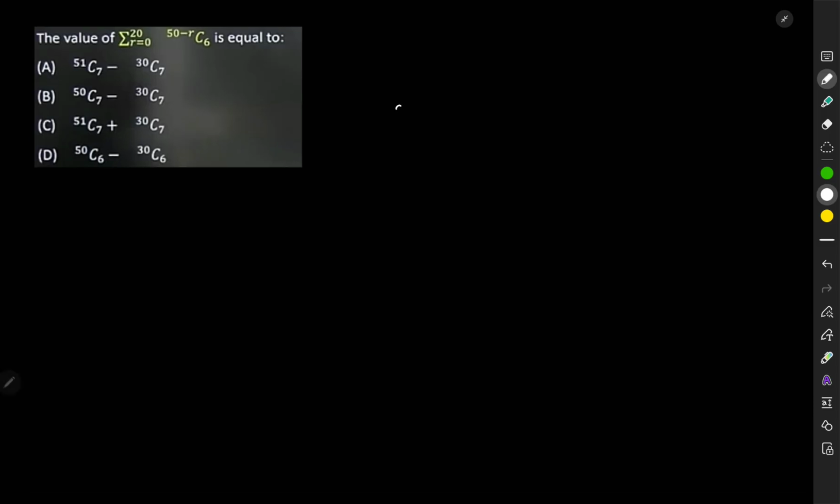The value of the sum of 50 minus r C 6, which comes under sigma, r from 0 to 20. Fine. We need to find this value. So let's expand it. It starts from r equal to 0, so 50 C 6 plus... sorry, it's 6.